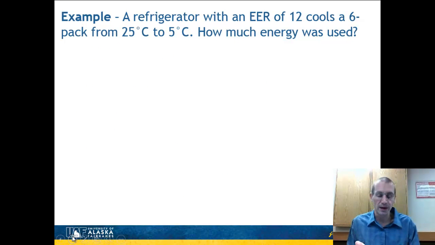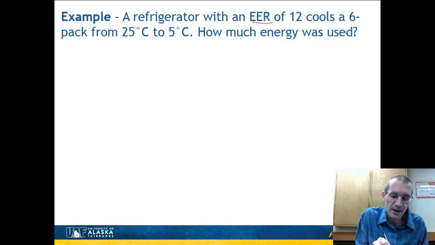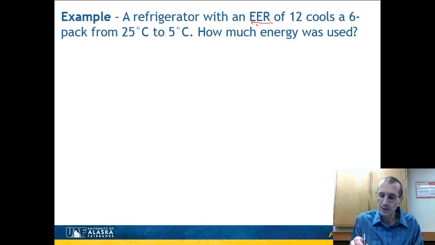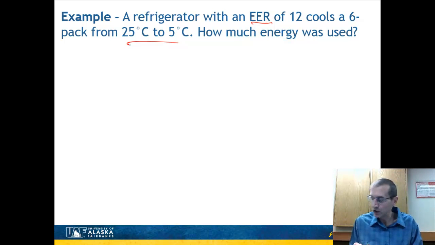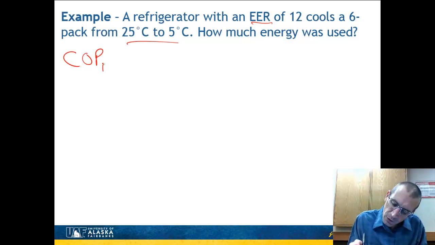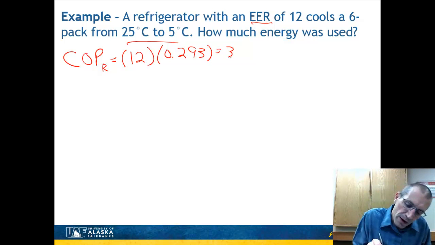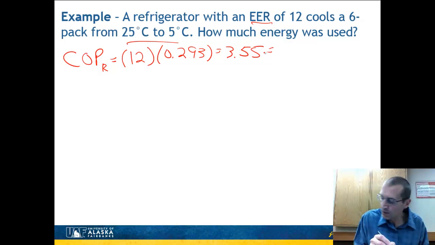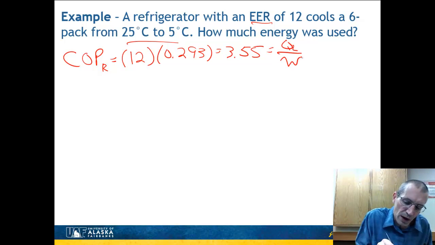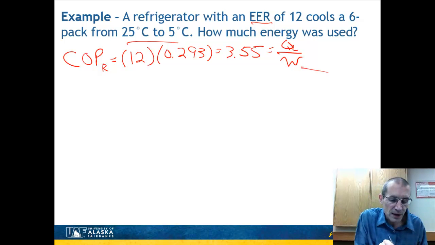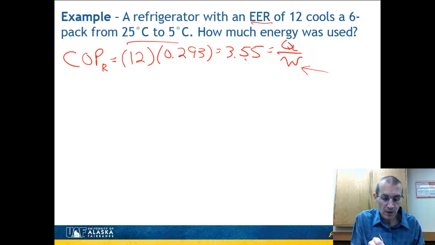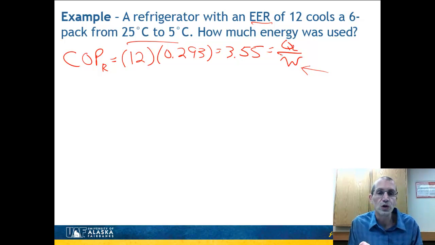Let's go ahead and do a numeric example. I have a refrigerator. I see that its EER is 12. And I want to cool a 6-pack of beverages from 25 degrees Celsius down to 5 degrees Celsius. And I want to know how much energy this is going to use. So here's my coefficient of performance for my refrigerator. And we just saw from the previous one, if I take my EER of 12 and multiply that by 0.293, I get 3.55. And remember that the way this is defined for refrigerators is just QL over W. And so what I'm trying to find is the work that goes in, and what I know is 3.55, so I'm going to have to figure out what QL is.